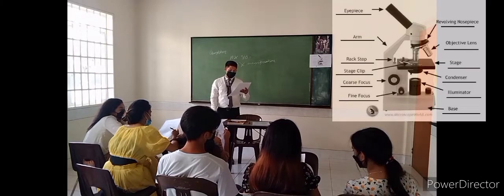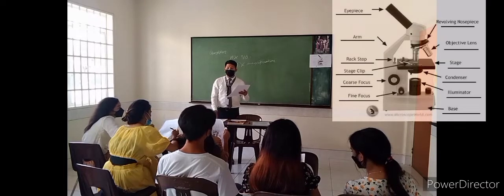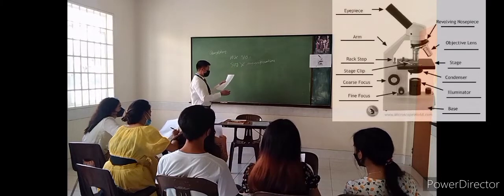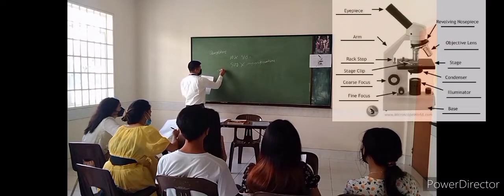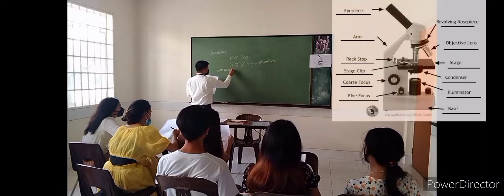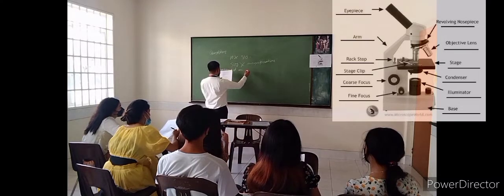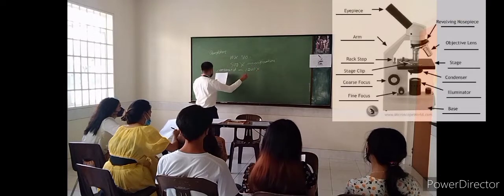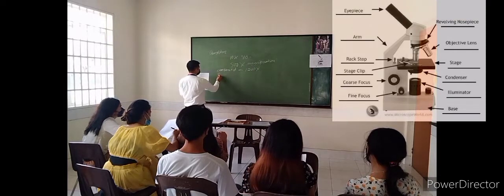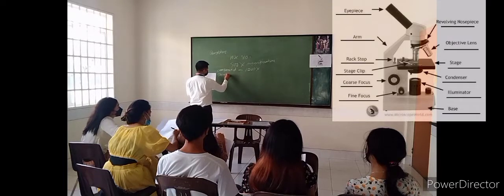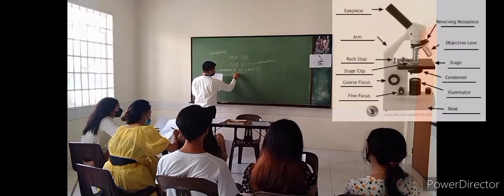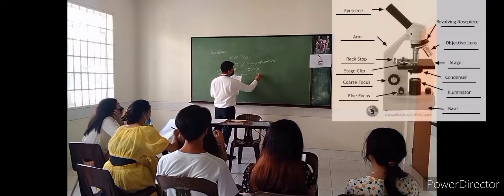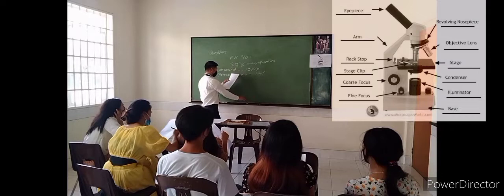The compound microscope uses double convex lenses, and its magnifying capacity can reach up to 1,200 times. And the stereo microscope can only reach 100 times.